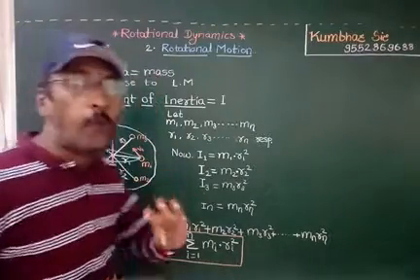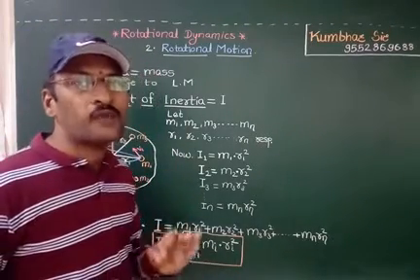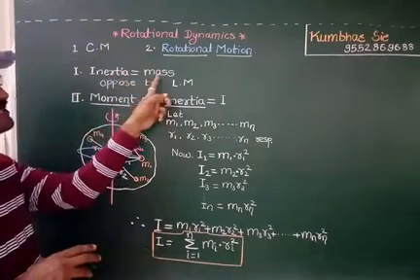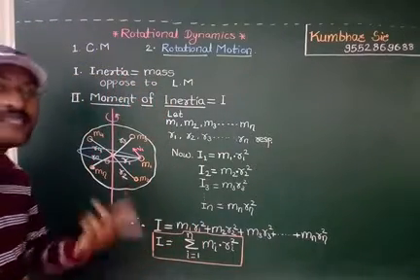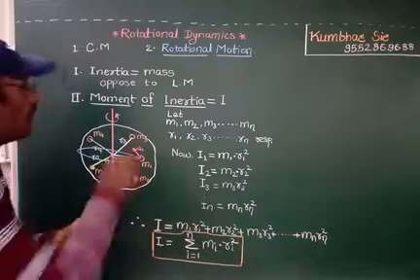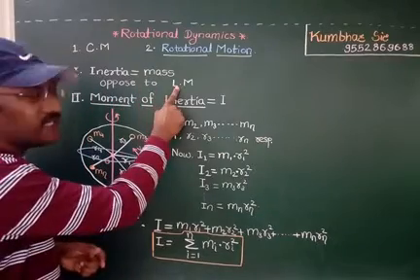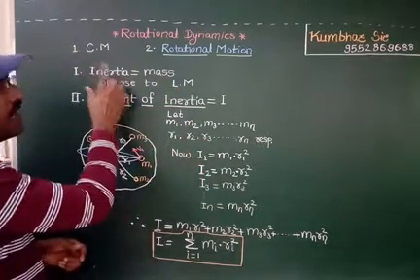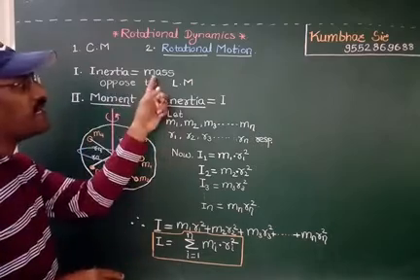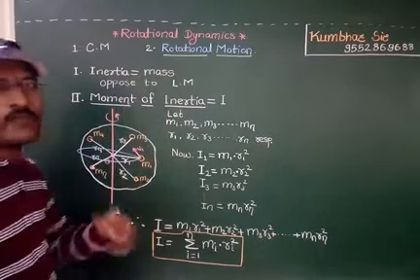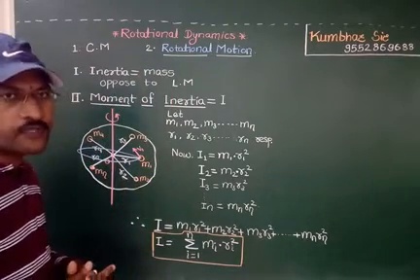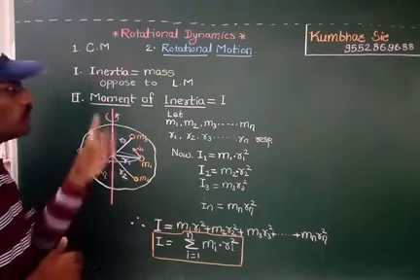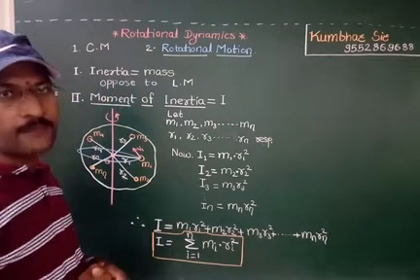Inertia is nothing but the opposition to the linear motion, and it is called inertia. This inertia represents mass in the linear motion. I repeat again, opposition to the linear motion is called inertia, and this inertia is represented by the mass of the body. Now, by using this inertia, we can easily determine what is moment of inertia.